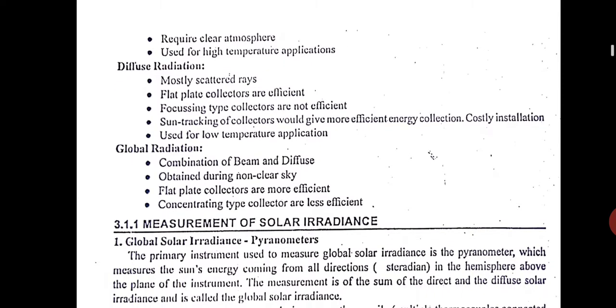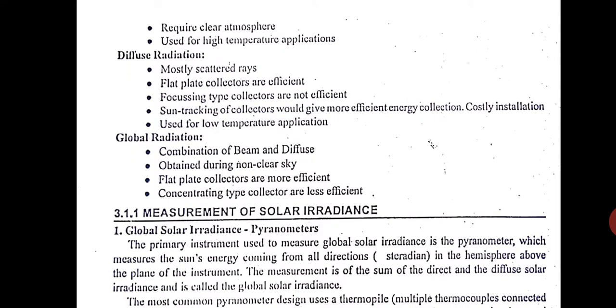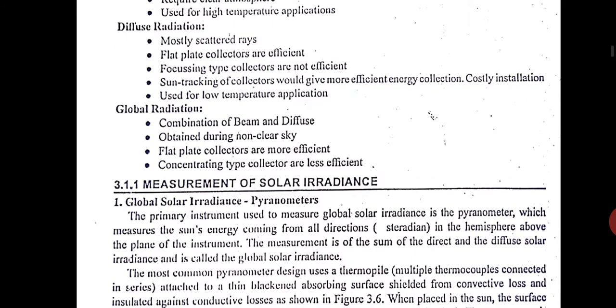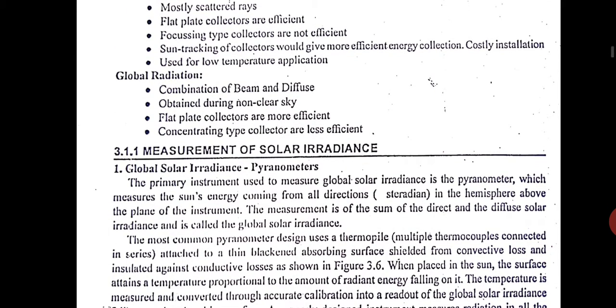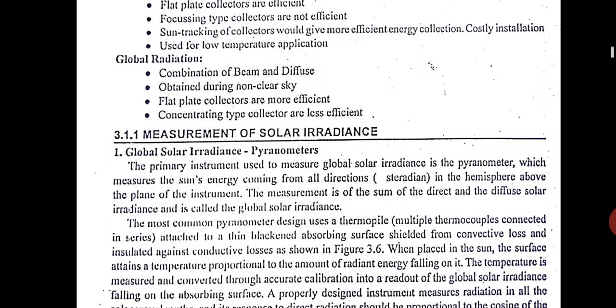The diffuse radiations are scattered rays. So flat plate collectors are efficient, what we are using on our house tops for water heating. Focusing type collectors are not good for diffuse radiation because their energy is already lost. And sun tracking collectors could give more efficient collection, but they are expensive because you have to install that device. And these diffuse radiations are for low temperature applications, whereas beam radiations are for high temperature applications. And global radiation is a combination of beam and diffuse obtained during non-clear sky, and flat plate collectors are more efficient.